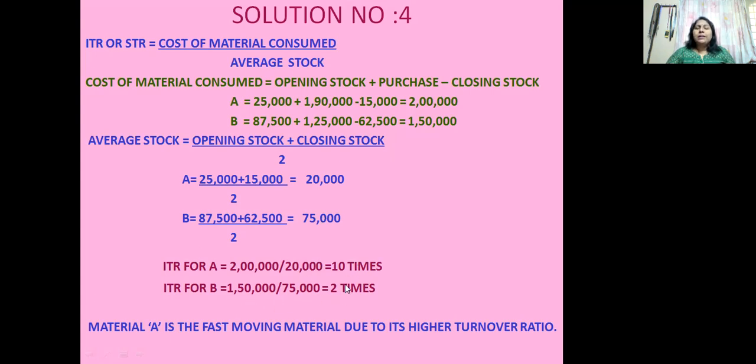So by looking at the answer, which is the fast moving material as per this answer, you will get the conclusion. You will give the inference: material A is the fast moving material due to its higher turnover ratio.